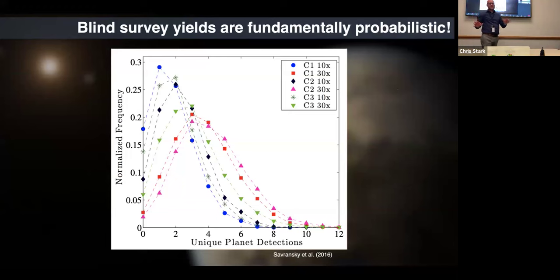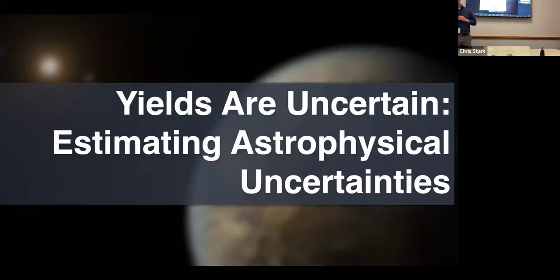But I brought these in because it gets more complicated than this, right? If we design a mission with an expectation value of 30 exo-Earth candidates, we are not guaranteed to find 30 exo-Earth candidates. And Dmitry Savransky showed this back in 2016. We know that yields are inherently uncertain.